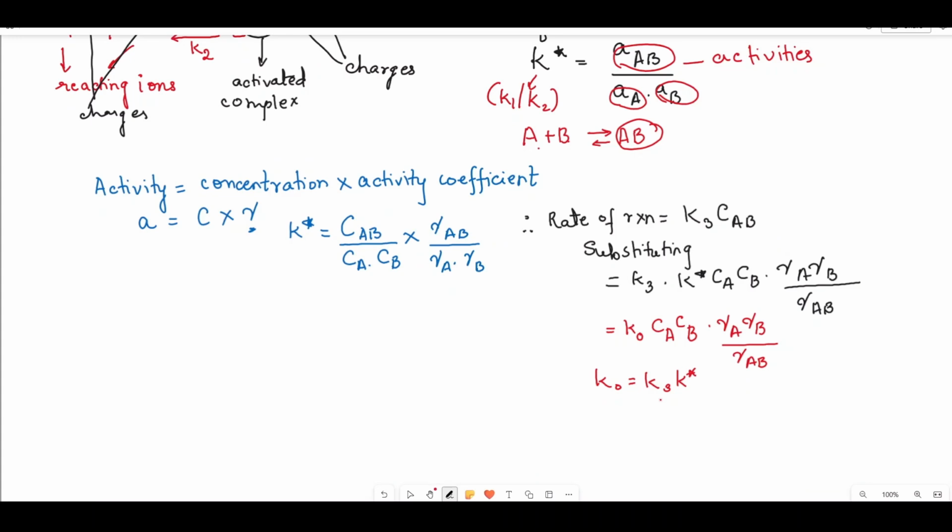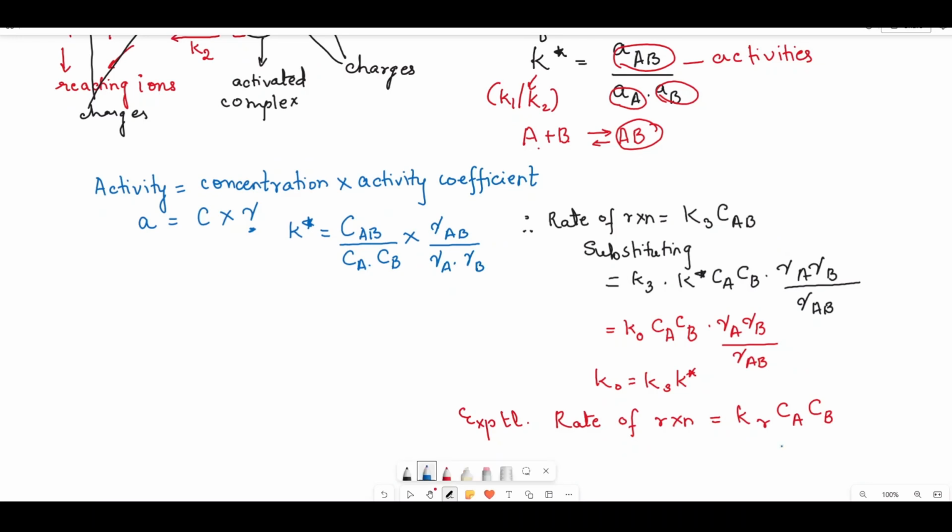The experimental rate of reaction is given by Kr, concentration of A, concentration of B. From the above two equations, what we can conclude is Kr is equal to K0, activity coefficient of A, activity coefficient of B divided by activity coefficient of AB, where we can say that K0 is the rate constant at infinite dilution.